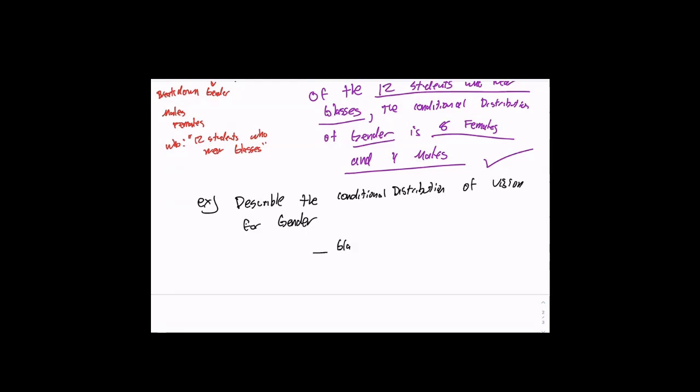Let me do a different color. My answer should say something like blank glasses, blank contacts, and blank neither. So that's how I need to break it down. I need to break down the vision options. But wait a minute, it just says for gender. When it does this, in the previous one I could have said for males, and you would only have to break down males.